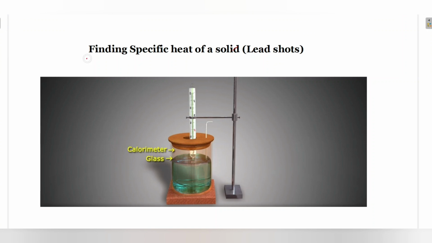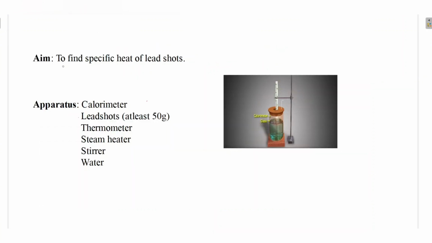So let us start our discussion with the first activity, that is finding the specific heat of lead shots, for a solid. Coming to the activity, the aim is to find the specific heat of lead shots. For this, we need a calorimeter, lead shots of at least 50 gram, thermometer, steam heater, stirrer, and water. So these are the apparatus required for conducting the activity.